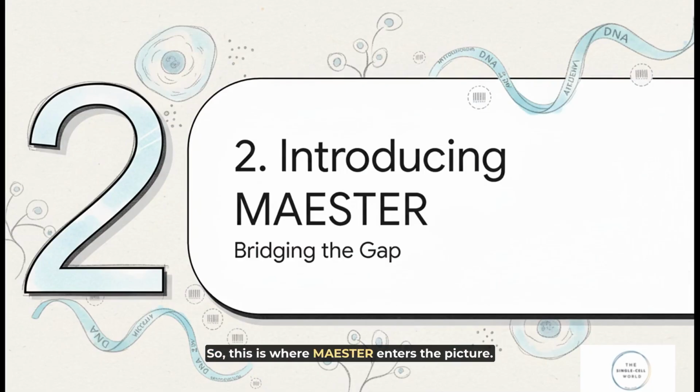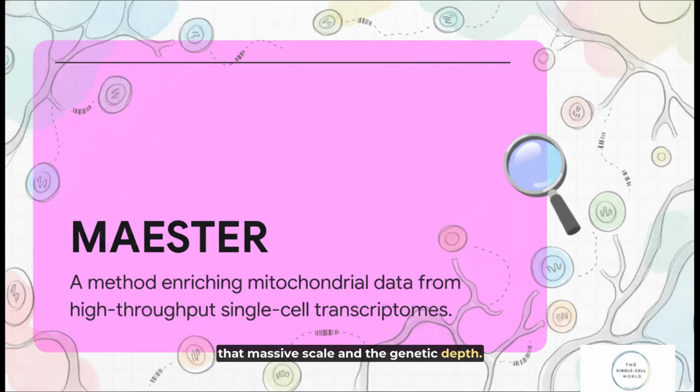So this is where MAESTER enters the picture. It's a brand new technique that was specifically designed to bridge this gap, to finally give scientists the best of both worlds, that massive scale and the genetic depth. The name, MAESTER, is a bit of a mouthful, but it perfectly describes what it does. It stands for Mitochondrial Alteration Enrichment from Single-Cell Transcriptomes to Establish Relatedness. Basically, in simple terms, it takes the stuff you already made from a normal high-throughput experiment and just boosts the signal from the mitochondria. It makes those genetic barcodes loud and clear.